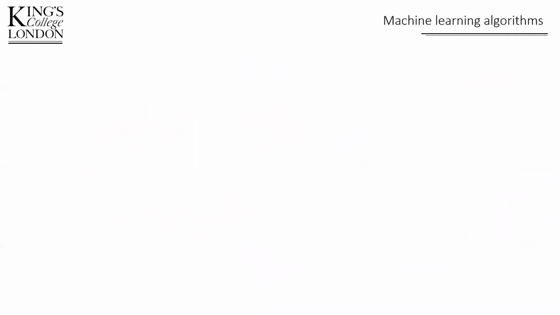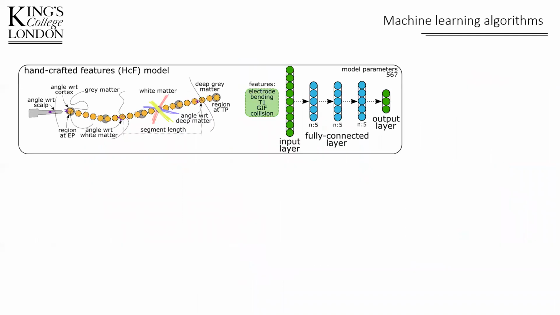We compared two machine learning algorithms. First, a features-based approach where we compute a total of 96 features related to electrode implantation, bending, anatomy, and collision at each interpolated point. And we use these features as inputs to a neural network model composed of 3 hidden blocks and a fully connected layer.